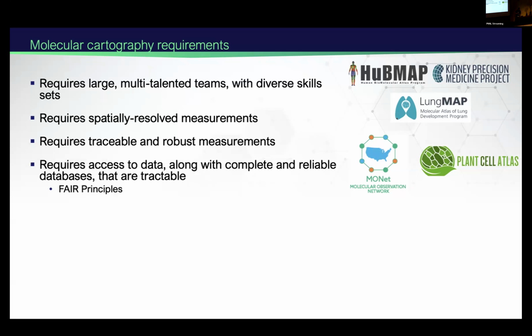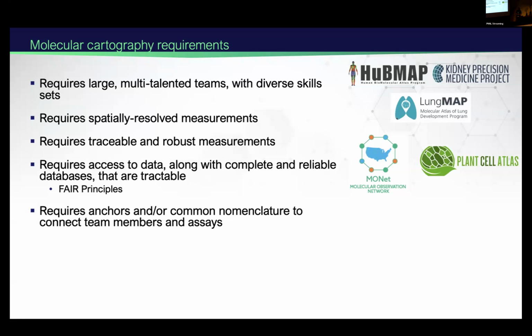And then, of course, this is what we were talking about: the ability to access data using FAIR principles, being able to have reliable and complete databases, everything that's tractable. And this goes back to the other question I was bringing up about what images you want to use, what kind of modality you want to use. This can be helpful in anchoring our data to different imaging modalities, and I'll give some examples of this.